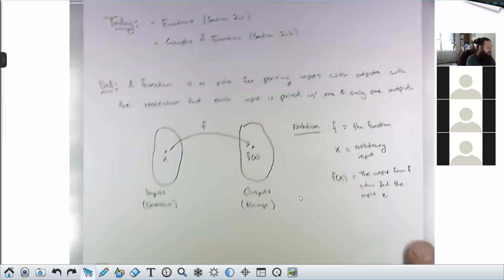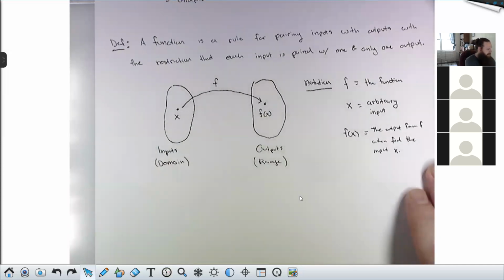There's one other kind of nice diagram that I want to show you here. So this is called a mapping diagram.